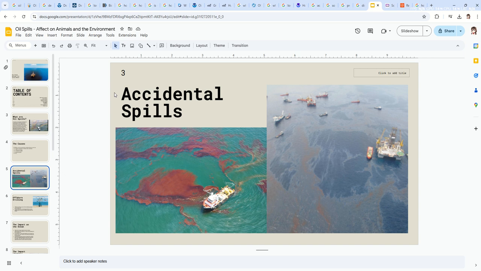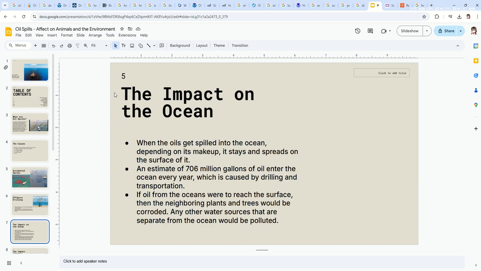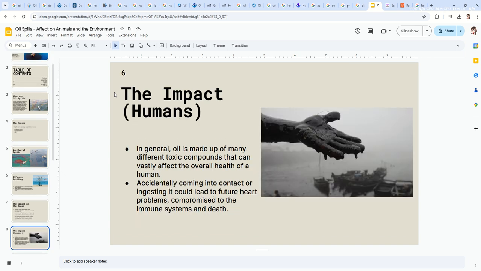Offshore drilling is another contributor to oil spills. It's an act of harvesting oil and natural gases underneath the ocean. Whenever they harvest the oil from the bottom, who says that the oil doesn't leak while they're extracting it?